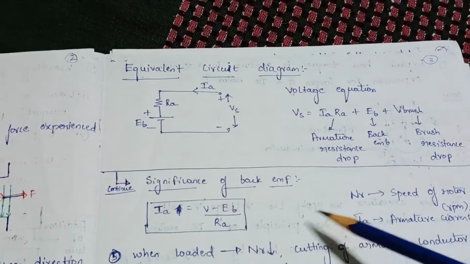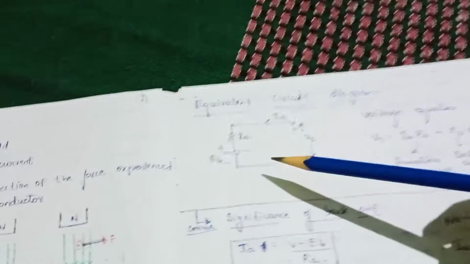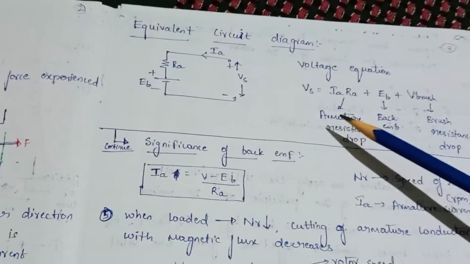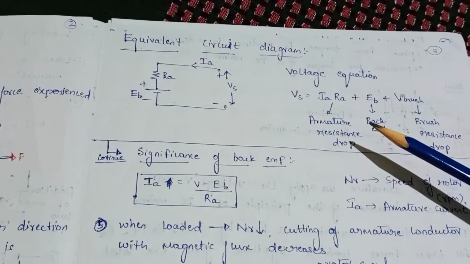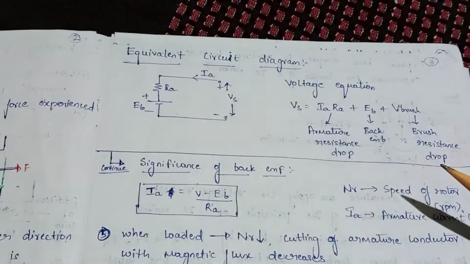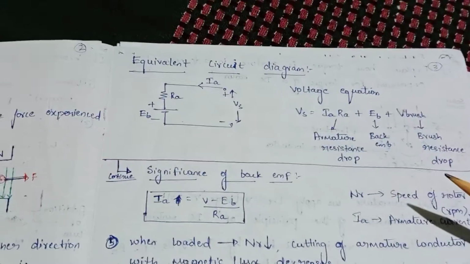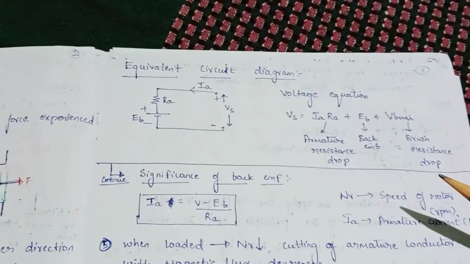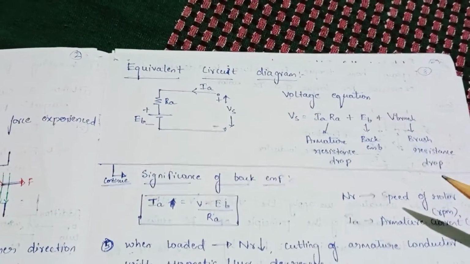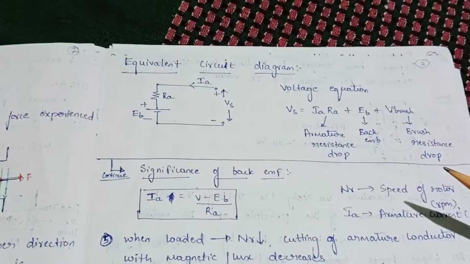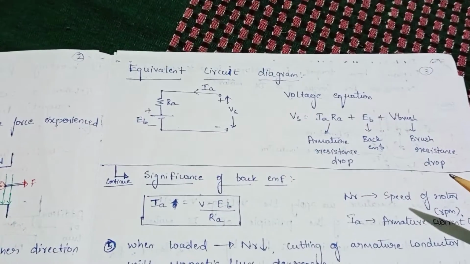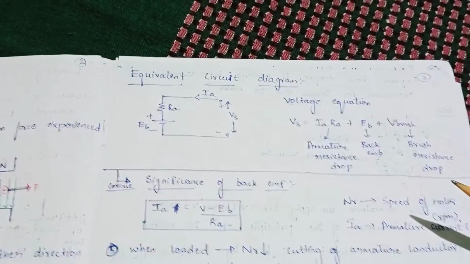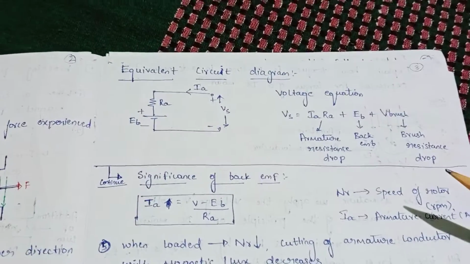Later, coming to the equivalent circuit diagram of DC motors, by using KVL, we get the equation Vs is equals to Ia Ra plus Eb plus V brush drop. The brush drop is nothing but the drop across the resistance of the brush which is connected to the commutator. So every brush has a drop. Whenever in the problems the V brush is not given, we are going to neglect it.